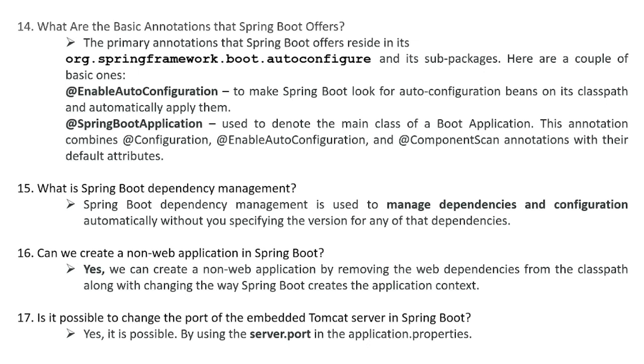Question 14. What are the basic annotations that Spring Boot offers? The primary annotations that Spring Boot offers reside in its org.springframework.boot.autoconfigure package and its subpackages. Here are a couple of basic ones. 1. @EnableAutoConfiguration, it is used to make Spring Boot look for auto configuration beans on its class path and automatically apply them. 2. @SpringBootApplication, it is used to denote the main class of a Boot application. This annotation combines @Configuration, @EnableAutoConfiguration, and @ComponentScan annotations with their default attributes.